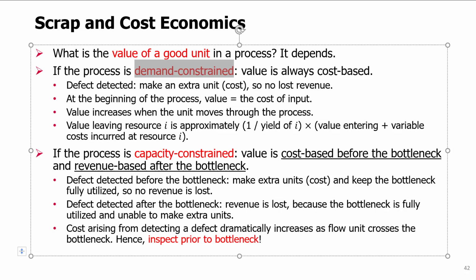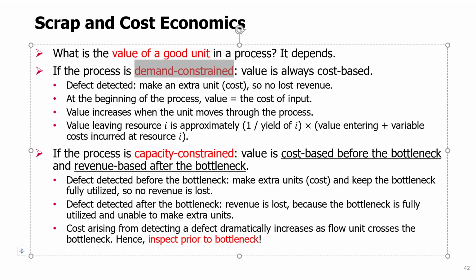The first case is when the process is demand constrained. Suppose demand is just 50 units a day and our capacity is 100 units a day, but that's capacity before we consider the defects. If the defect rate is still small and the yield is quite high, maybe 90% after the defects, we still have 90 units of capacity after adjusting for defects. So we still have more than the demand of 50 units per day.